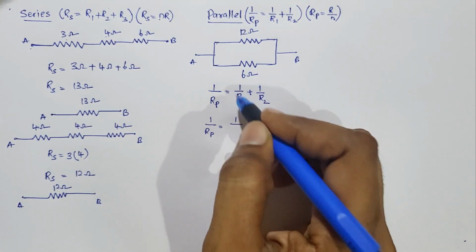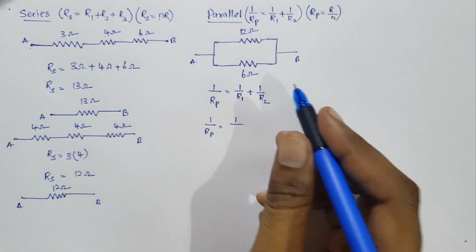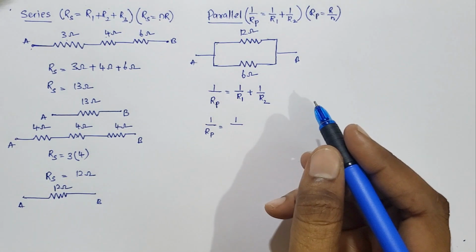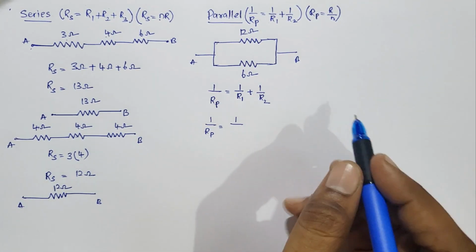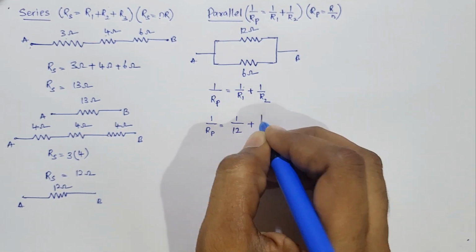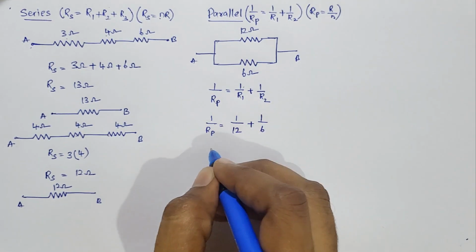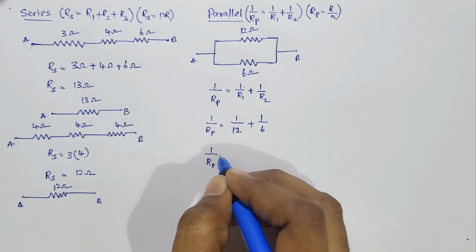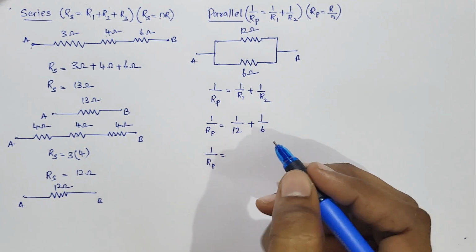What value are you going to get? You have to reciprocate it at the end. Now I'll explain where you will make a mistake also. 1 by R1 is 12 plus 1 by R2 is 6. So 1 by Rp is equal to the LCM of 12 and 6.